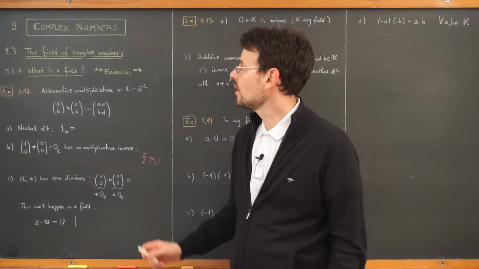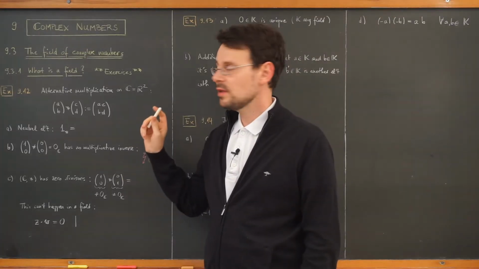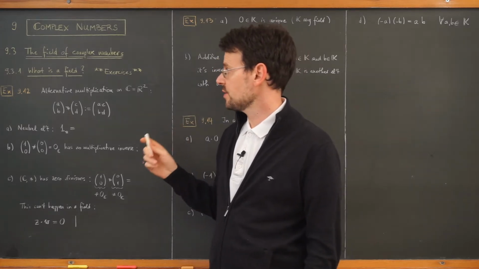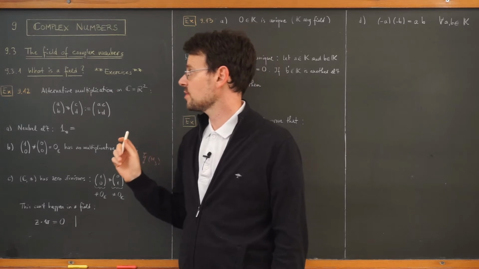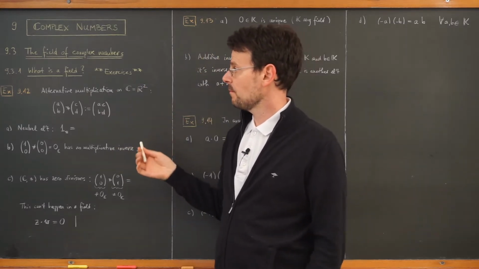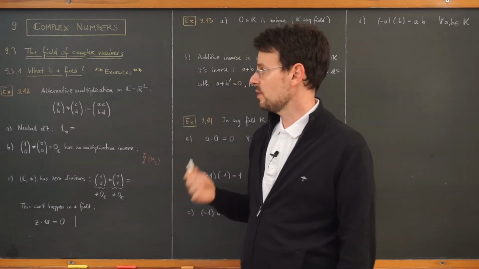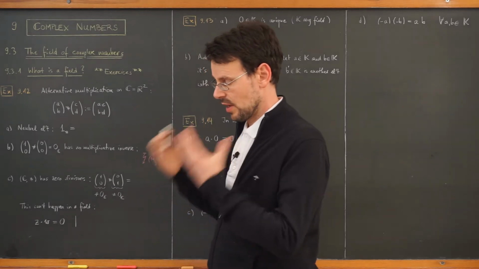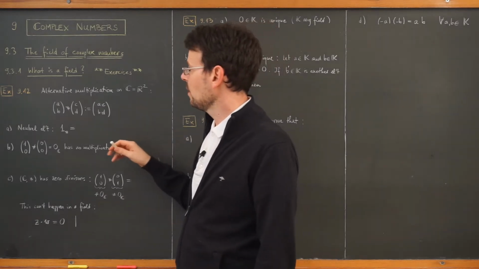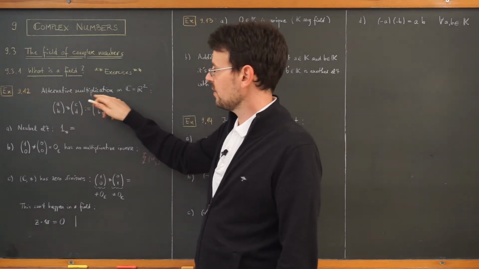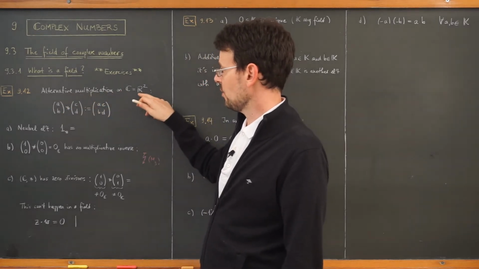Hello there. In this video we're going to have a little bit of fun with the field axioms. In the last video we learned that the complex numbers are a field and what that means, and here we are playing around a little bit with these axioms to get used to how to actually use them. First exercise, we look at an alternative definition of a multiplication on R2.